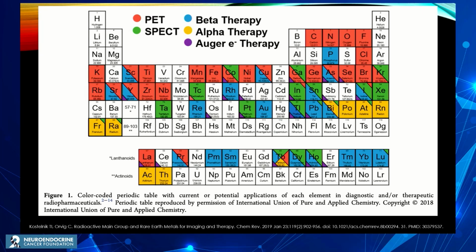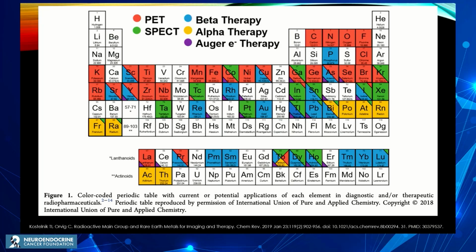In this color-coded periodic table, we can look at which elements we can use for diagnosis with PET-CT, for example, with the red color, or with SPECT-CT or scintigraphy with the green color. We can also notice here that there are some elements colored with blue. These blue colored elements are the ones that we can use for beta negative treatment. For example, lutetium-177 is colored with blue.